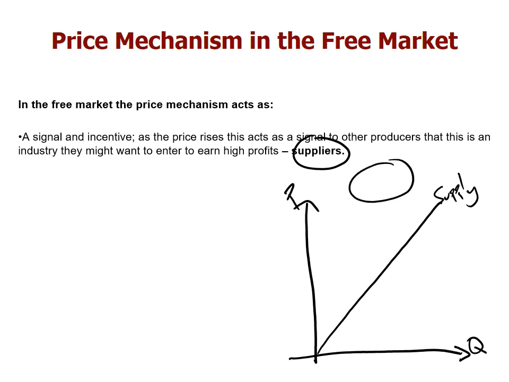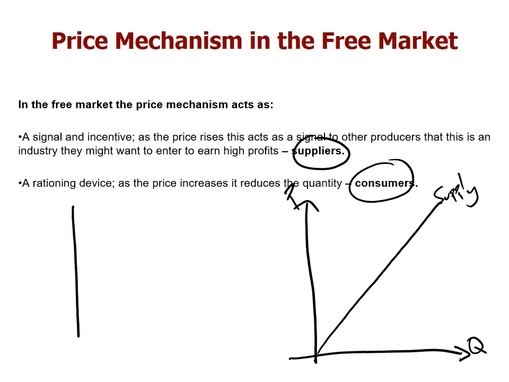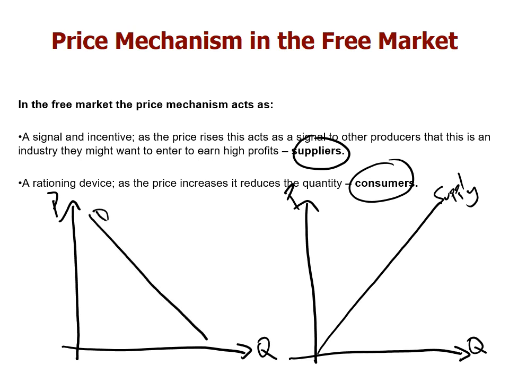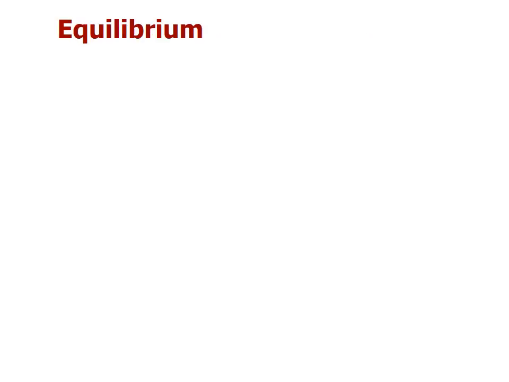How about for demand, for consumers? For your consumers, the price mechanism is a rationing device. As price increases, this reduces the quantity. So let's have here our demand curve. It's the opposite of your supply. Price increases, demand reduces.